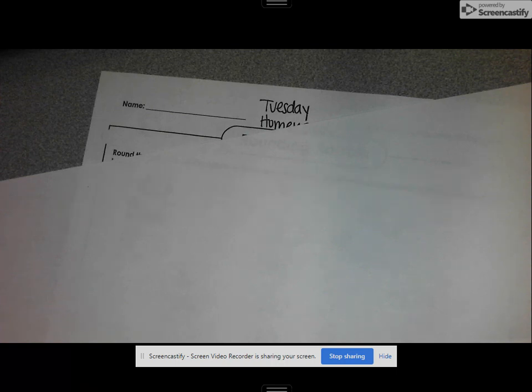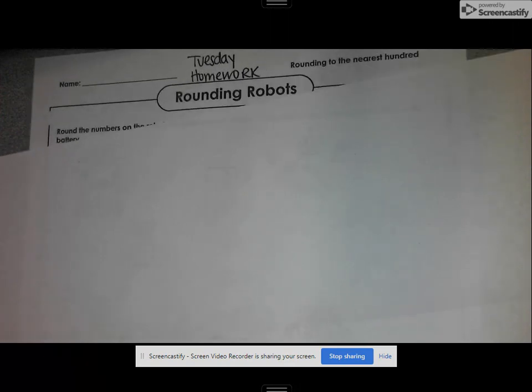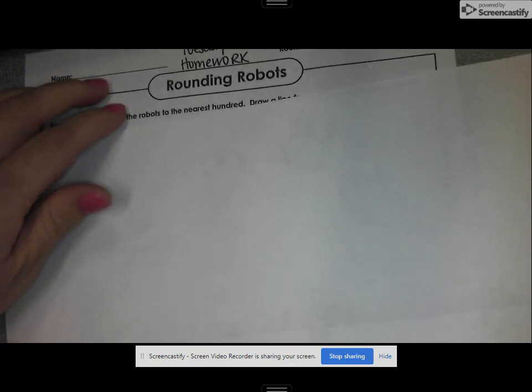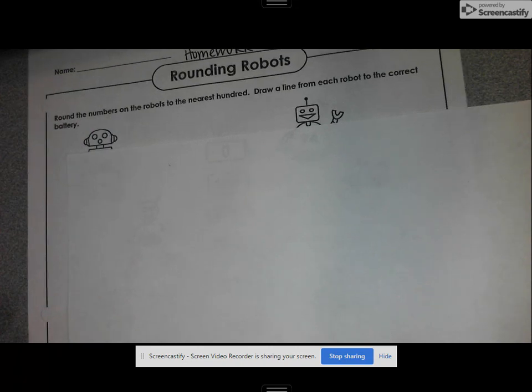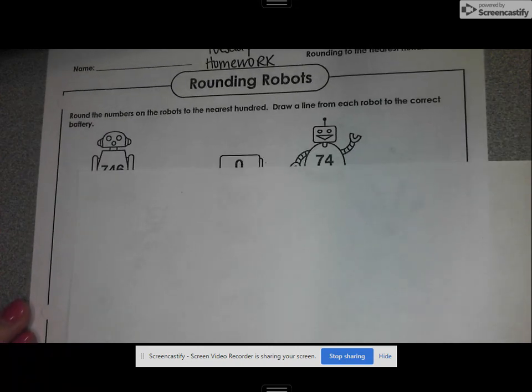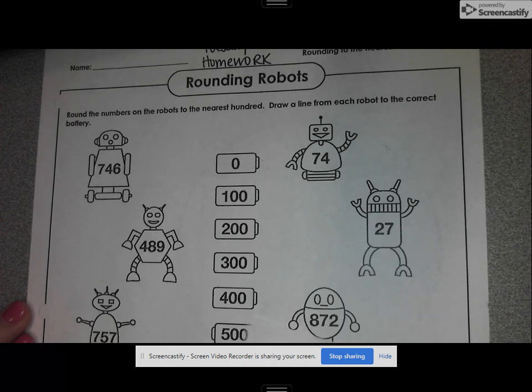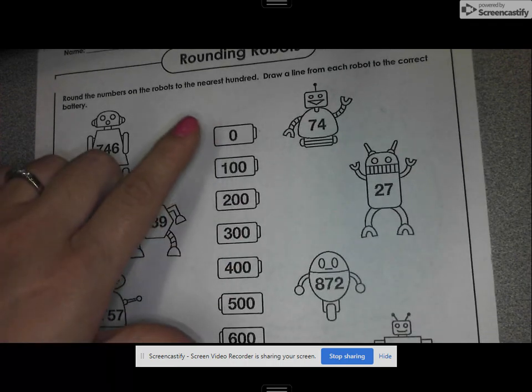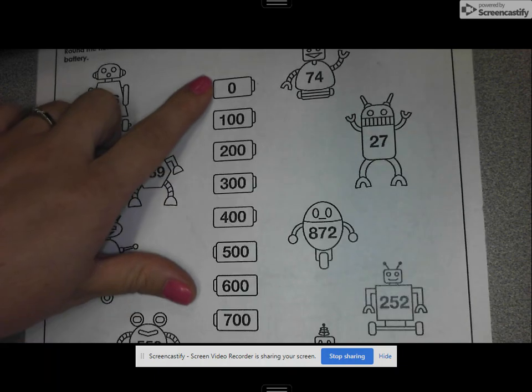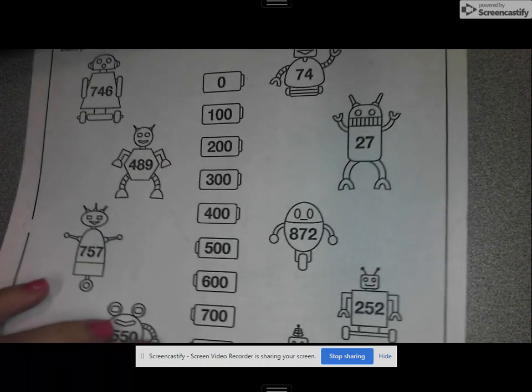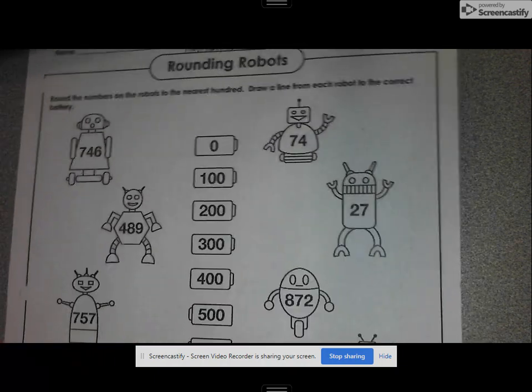All right, today we moved on from rounding to the nearest 10. We moved into rounding with the nearest 100. There are a few differences, but basically it's the same process as when you're rounding to the nearest 10. On the homework tonight, they just had different numbers that they have to round to the nearest 100, and the hundreds go from 0 all the way to 1,000 on their paper.